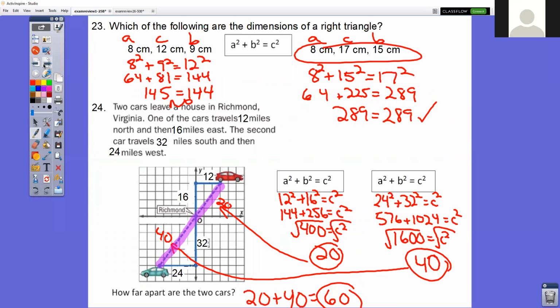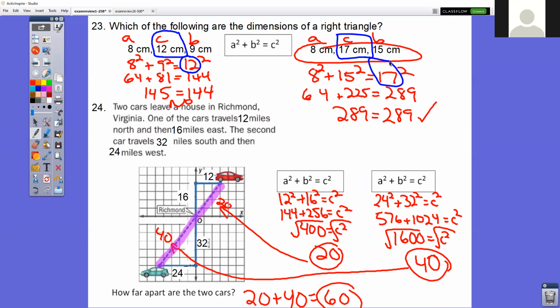In question number 23, on the actual final exam, you'll be given 4 sets of numbers. You need to figure out which one is the yes, which one checks. What you need to remember is that the numbers don't always go in order A, B, C. Your C side is your biggest number. So in this one, the C would be 12. In this one, the C would be 17. We need to make sure that we sub it into the formula into the correct spot.